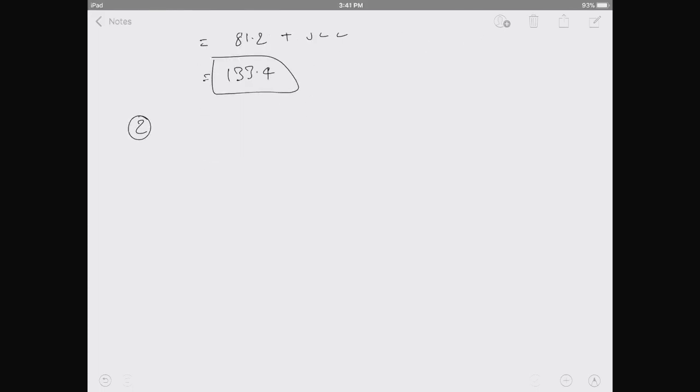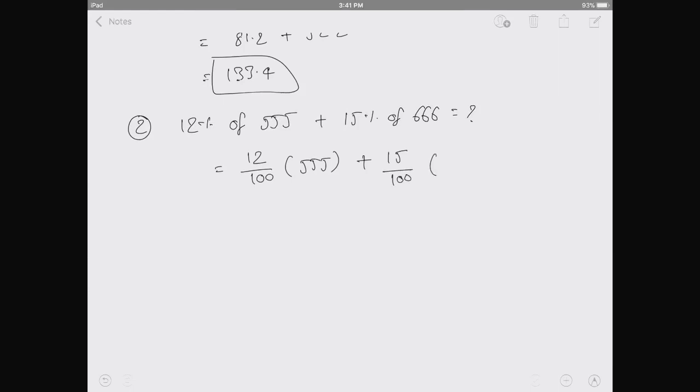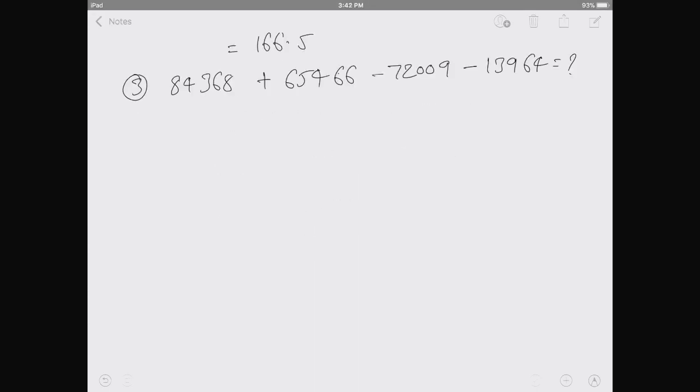Number 2: 12% of 555 plus 15% of 666 is equal to question mark. Percentage means 1 by 100. 12 by 100 of 555 plus 15 by 100 of 666 will result in 66.6 plus 99.9, equated to 166.5.